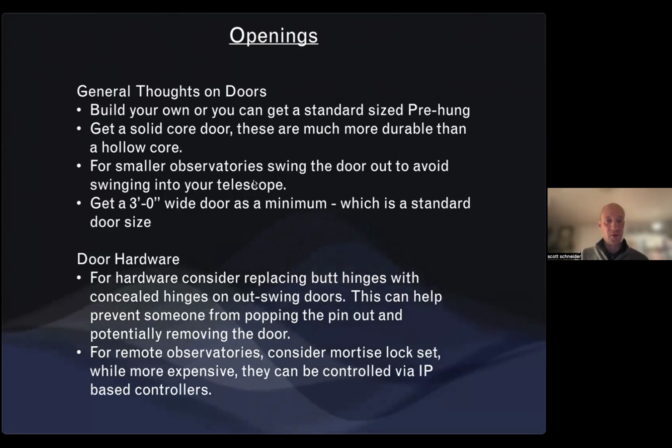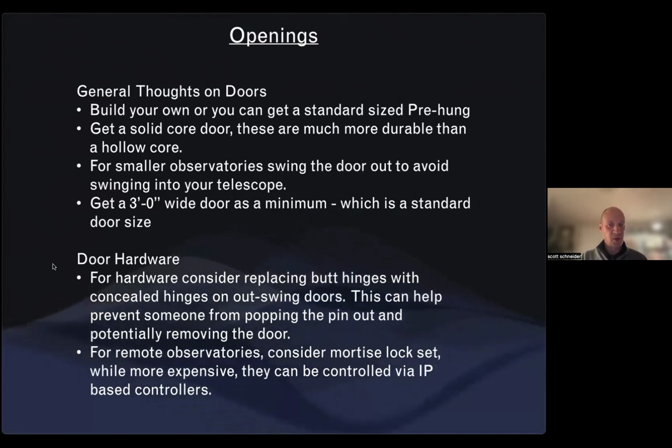For smaller observatories, or even observatories where the door may be close to the telescope piers, outswing your door. And I would also get a 3-foot wide door so that it's easier to bring equipment in and out of the observatory. You can even get double doors if you have larger equipment that you're trying to bring through.